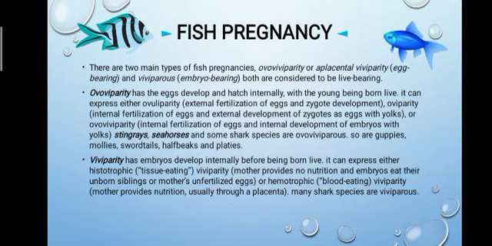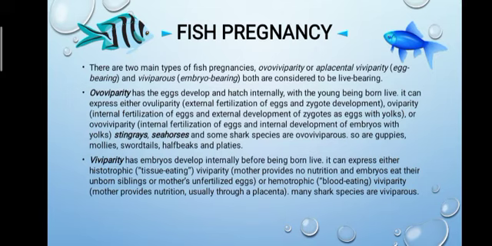So the next and second type of fish pregnancy is the viviparity. It has embryos that develop internally before being born live. It can express either histotrophic or tissue-eating viviparity, where the mother provides no nutrition and embryos eat their unborn siblings or the mother's unfertilized eggs. Or hemotrophic or blood-eating viviparity, where the mother provides nutrition usually through a placenta. Many shark species are viviparous.